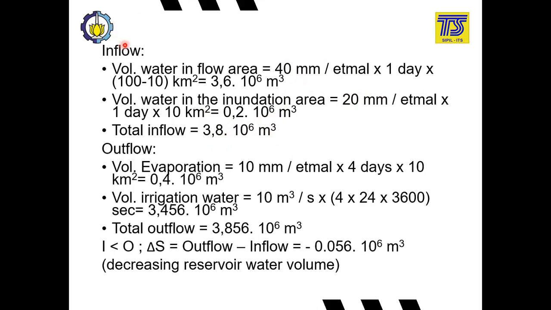And after we calculate the inflow, we also calculate the outflow. Here, after we decide which one is the inflow, we can also decide which one is the outflow, which is usually the evaporation, evapotranspiration, and so on. But here, because the reservoir has an area which has to be irrigated, so usually irrigation.